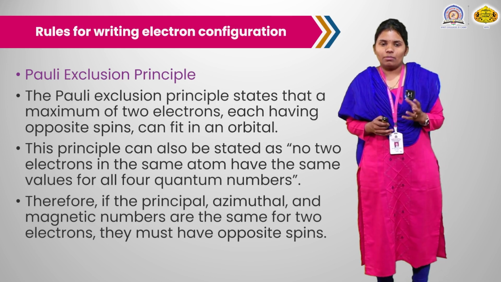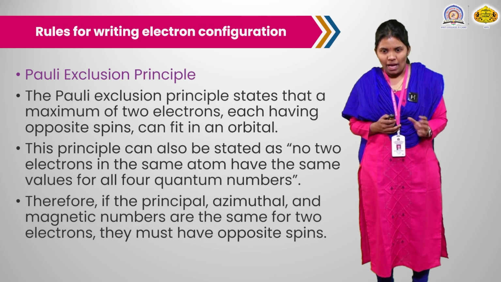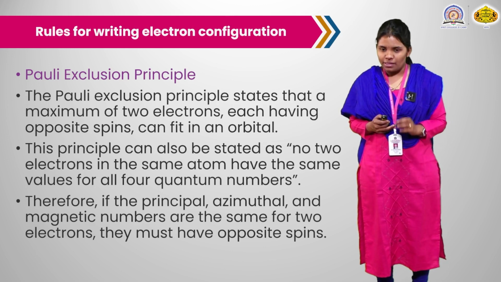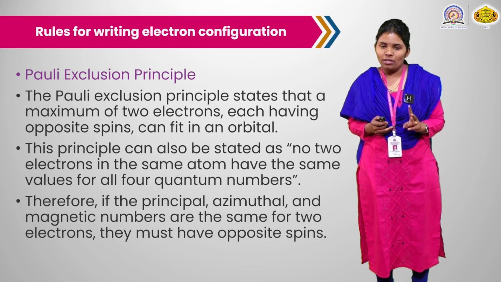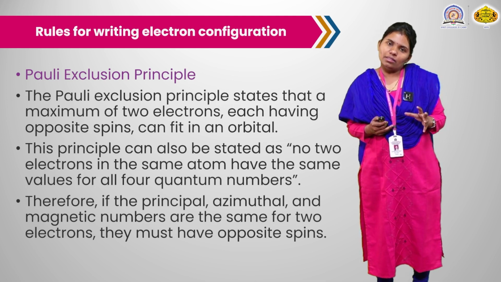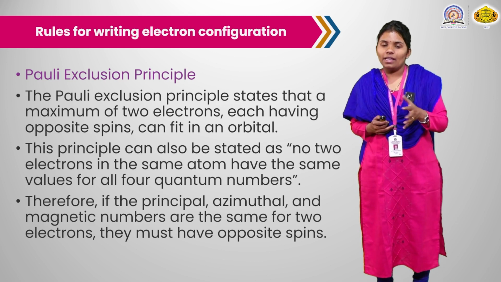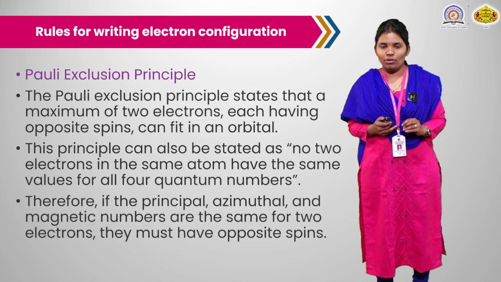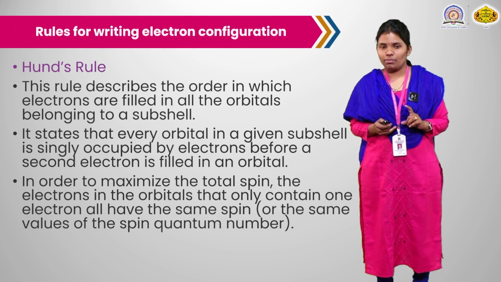So, Pauli's exclusion principle states that no two electrons in the same atom have the same set of 4 quantum numbers. Therefore, if the principal, azimuthal and magnetic quantum numbers are the same for 2 electrons, they must have opposite spin. If any 3 quantum numbers are the same, the fourth should be different. Here, if they have the same principal, azimuthal and magnetic quantum numbers, they should have opposite spin.